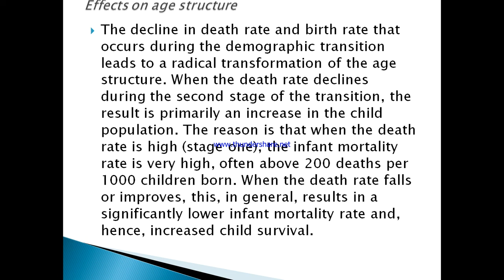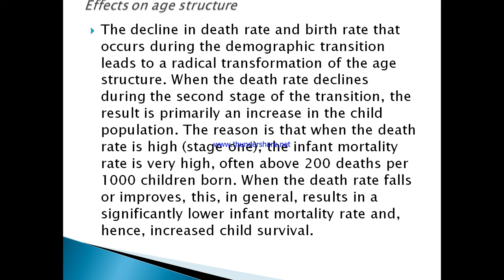Now, this demographic transition model has effects on age structure. The decline in death rate and birth rate that occurs during the demographic transition leads to a radical transformation on the age structure. When the death rate declines during the second stage of the transition, the result is primarily an increase in the child population.